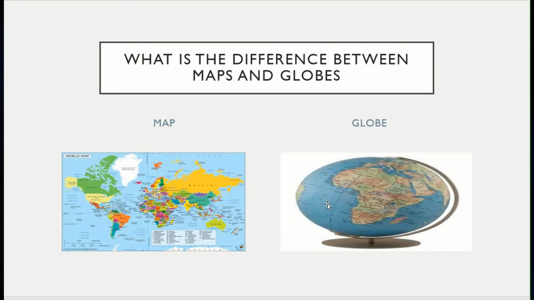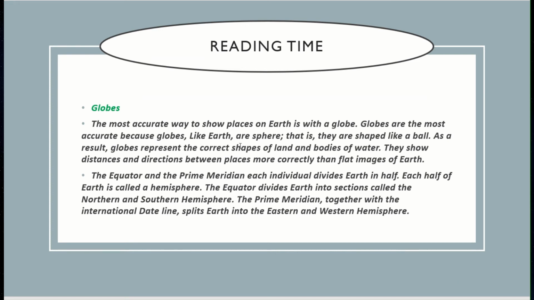So there are advantages and disadvantages of these things. Let's see what the advantages and disadvantages are. Before going to them, I'm going to assign you a reading about globes and maps that gives you clear information about the difference between them. So, the most accurate way to show places. Globes are accurate, but maps can distort the information. They can be edited, or they can show incorrect information.